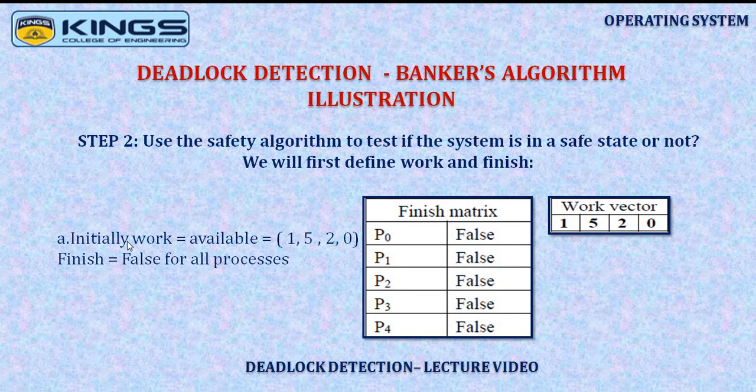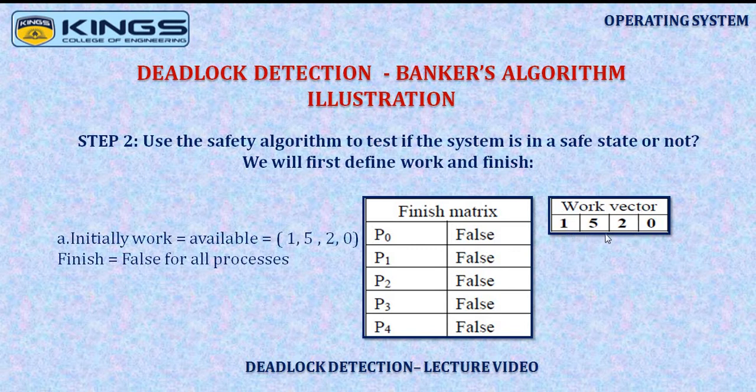Initially, what is available to us after all the allocation, the remaining available resources are: A, 1 in number; B resource, 5 instances are available; C, 2 are available; and for D resource there is nil availability. So this is what is currently in hand.